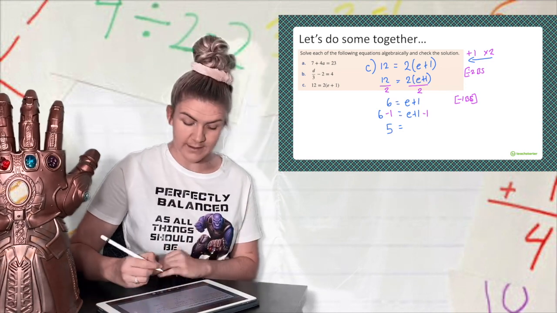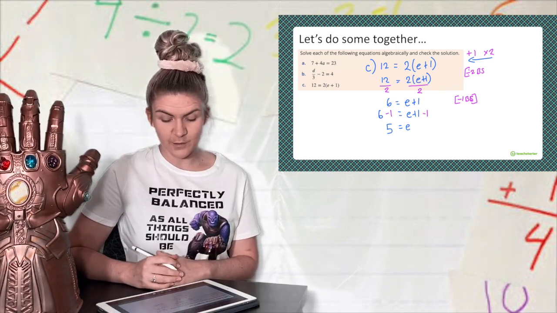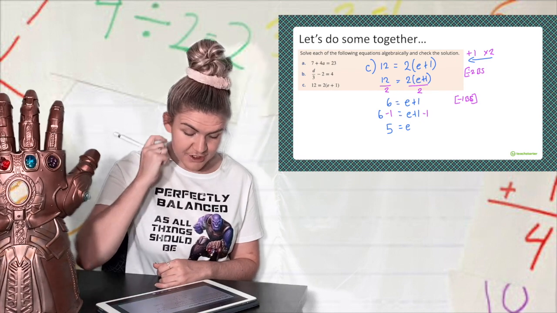Plus 1, take 1, cancels. So I think that E equals 5. Let's check it.